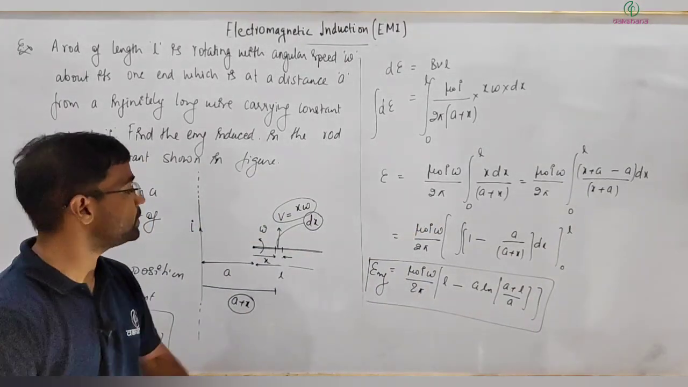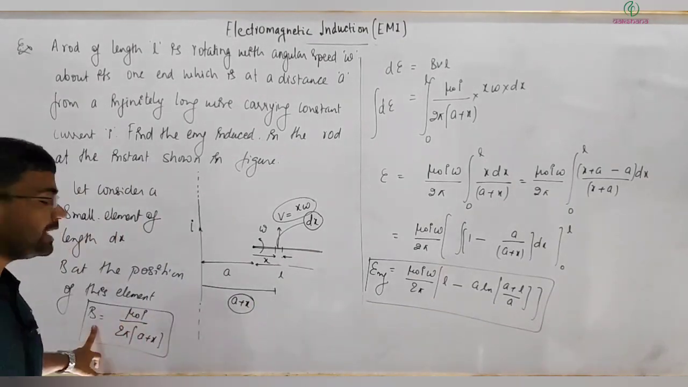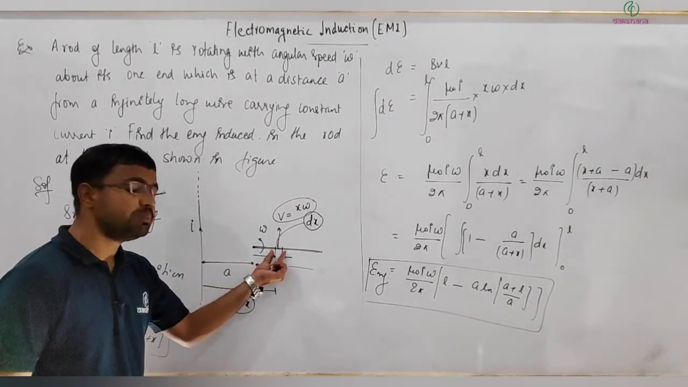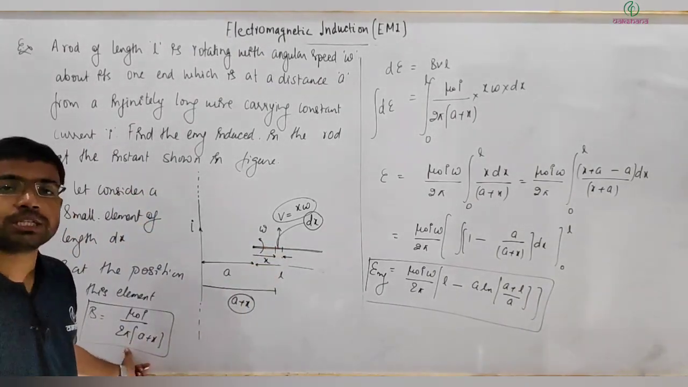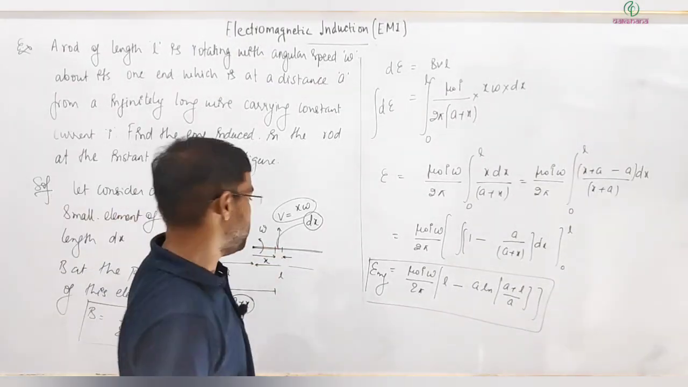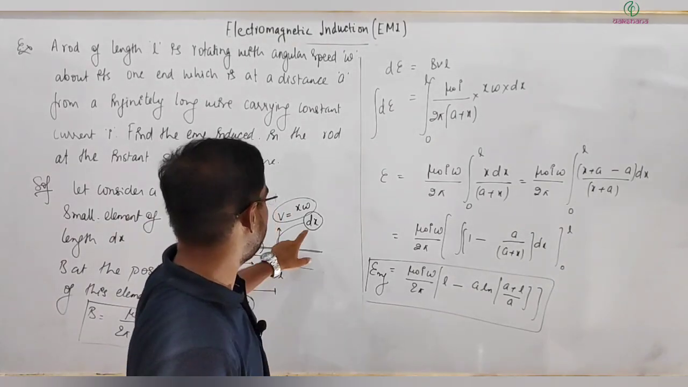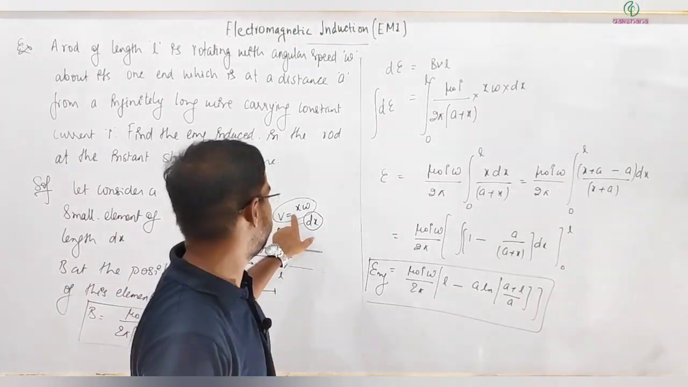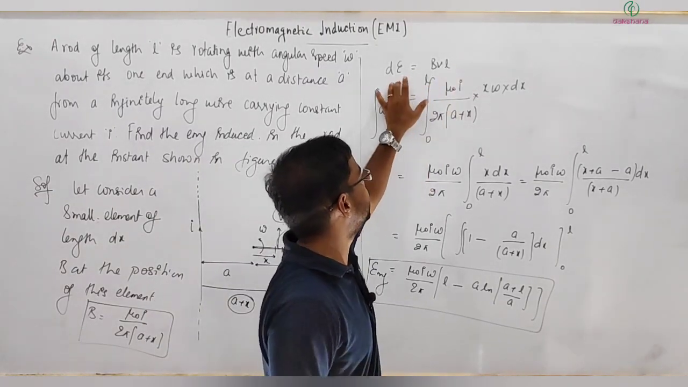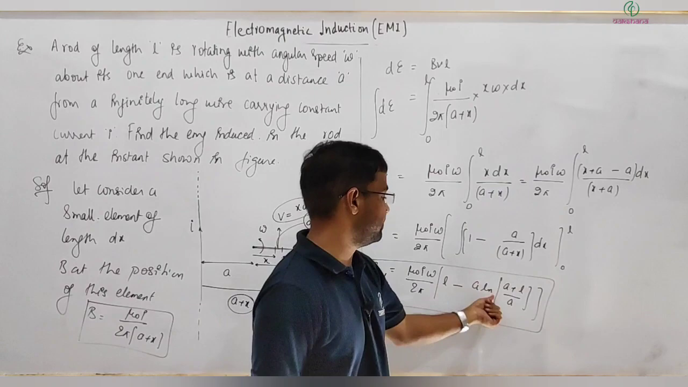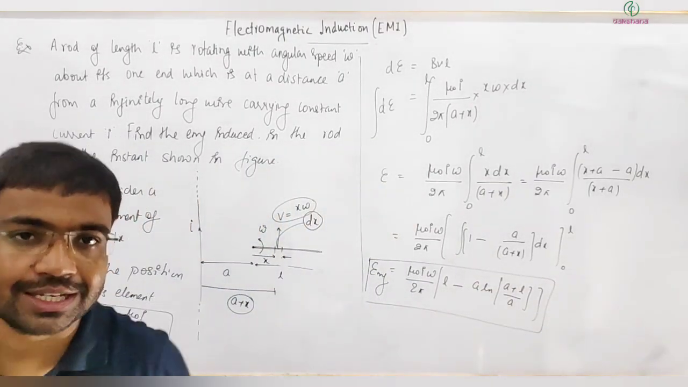So I hope you are clear with everything. We got the expression of magnetic field at this point, because we are considering a small element. For this small element I can almost consider the magnetic field B is uniform or constant. Length I got dx, speed of this small element is x omega. Substituting B, V, L, dE, and integrating, we are getting the answer. So that is the next problem.